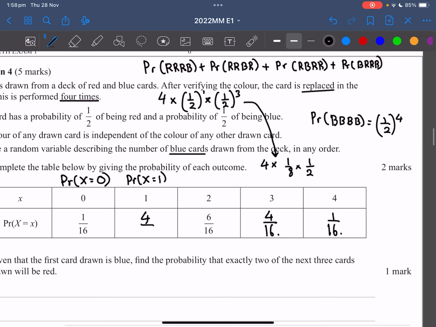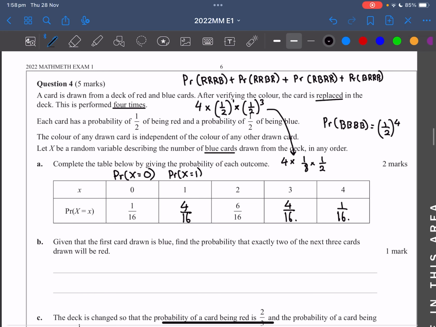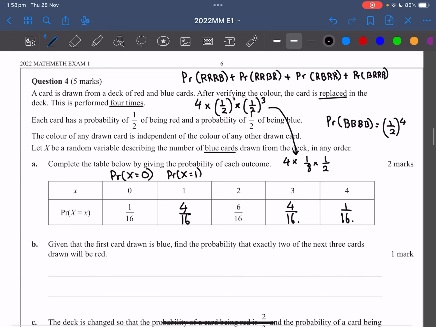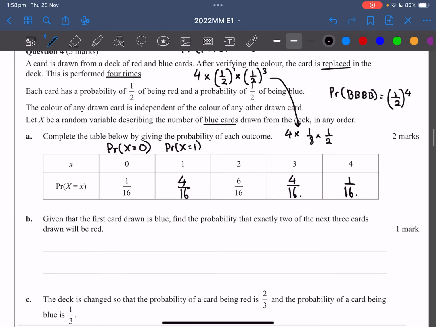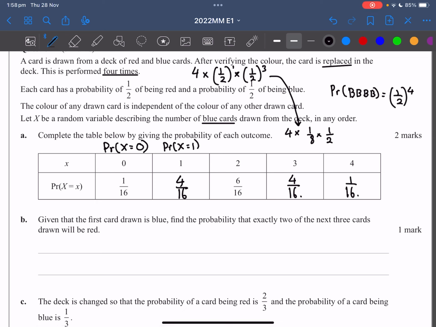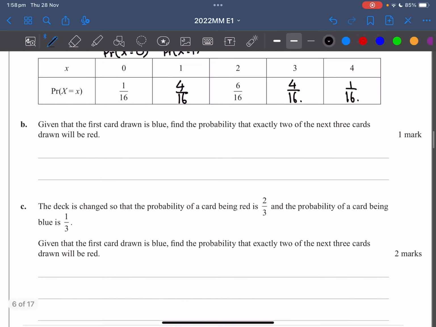So 4 on 16. Now, since it's discrete, it's a PMF question, a probability mass function. So let's check if everything adds up to 1. 1 plus 4 is 5, 5 plus 6 is 11, 11 plus 4 is 15, plus 1 is 16. So 16 on 16 is 1, which is correct because all the probabilities add up to 1. Alright, hopefully this made sense.